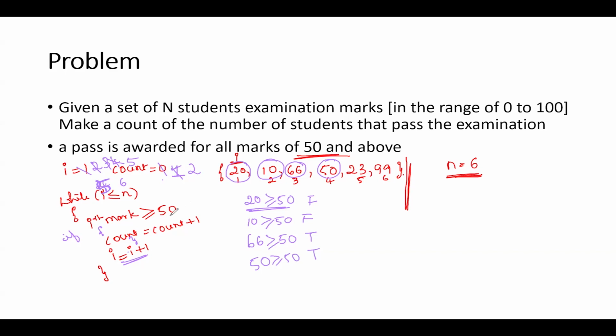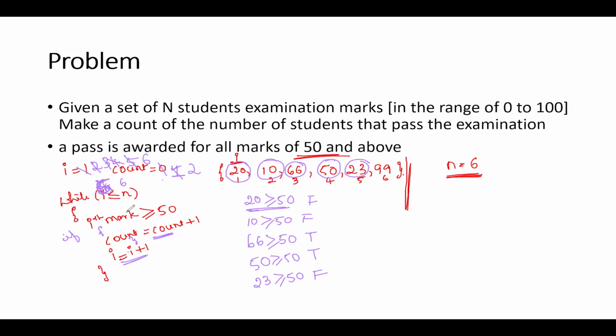Now that I value is 5, check if it is less than or equal to 6. Yes, it is less than 6, which means now I will read the fifth value, which is 23, and check if it is greater than or equal to 50. No, it is not. Hence, it is false. When it is false, we are not going to increment the counter value. So, count will remain 2, but I am going to increment my I value. I value is now 6.